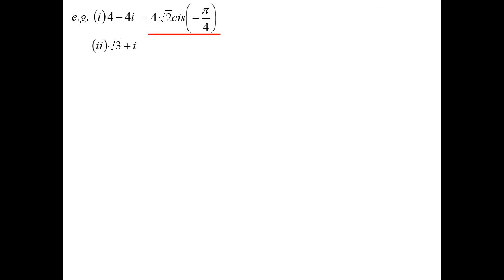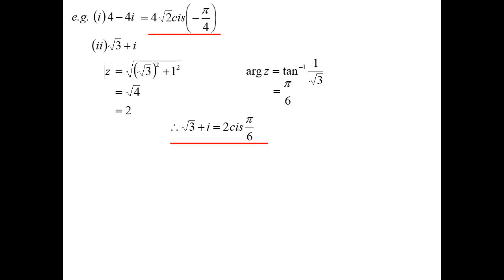What about root 3 plus i then? Okay, modulus turns out to be 2. Argument, 1 over root 3. They're both positive, so I know I'm in the first quadrant. Therefore, I'm looking for an acute angle. Inverse tan of 1 on root 3 is pi on 6, isn't it? So 2 cis pi on 6.